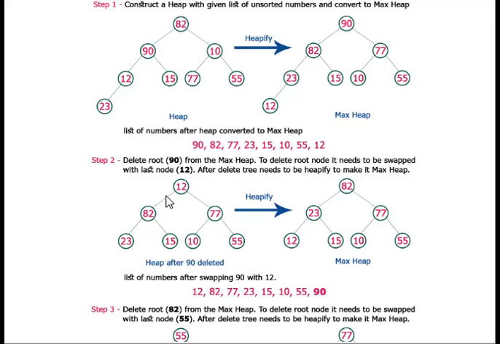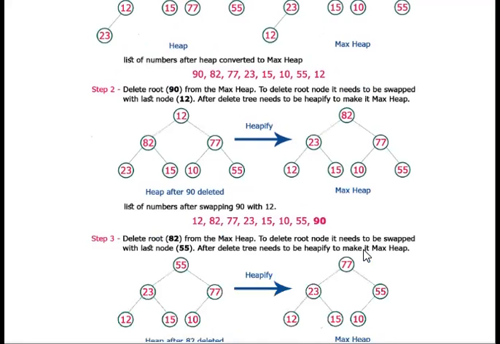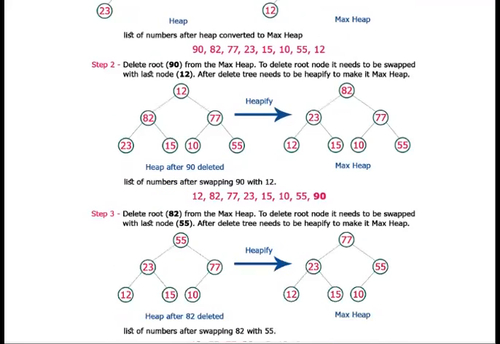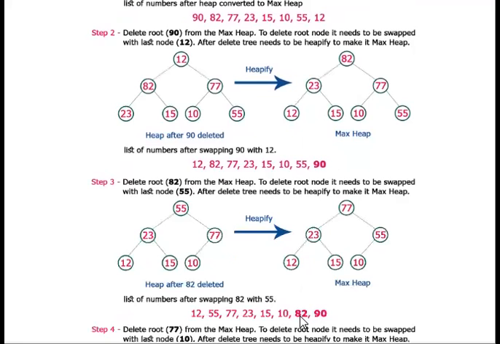Then 12 comes under here. When comparing 12 and 23, the 23 will be swapped to there and 12 comes to the end. So the maximum heap shows 82 as the root node. So now we can delete the root node 82 and put it into the array list in descending order.